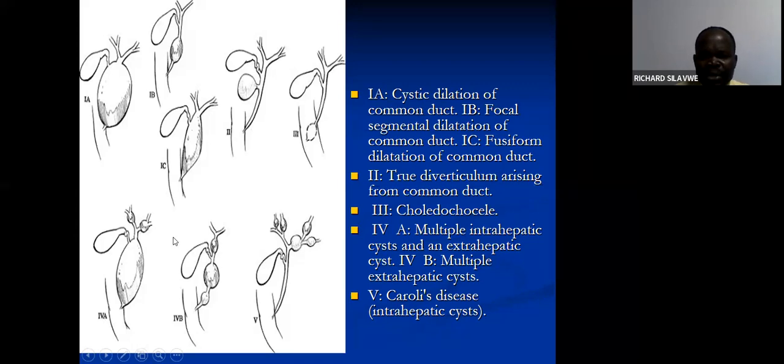Then we have the other image here, that is Caroli's disease. It's talking about Caroli's disease here, intrahepatic cysts. That means those cysts are within the liver.